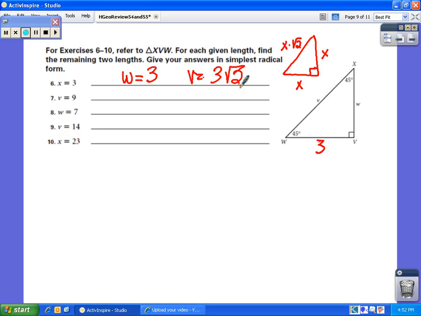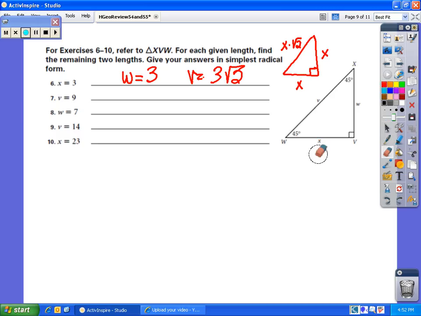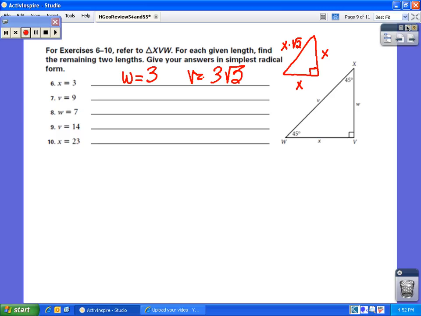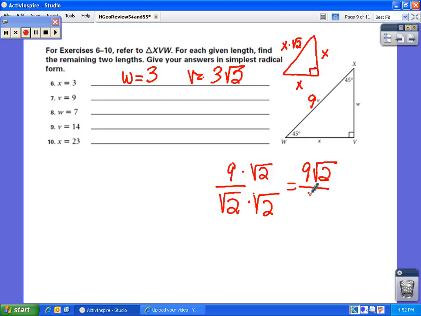For number 7, this time they give us the hypotenuse. To go from the hypotenuse to the shorter leg, we divide by the square root of 2. 9 divided by the square root of 2, but I can't leave my answer like that. So I multiply top and bottom by radical 2, and my final answer is 9 radical 2 over 2. There's no way to simplify the 9 over 2, so I'm just going to leave it that way. 9 root 2 over 2 is x, and since it's an isosceles, 9 root 2 over 2 is also w.